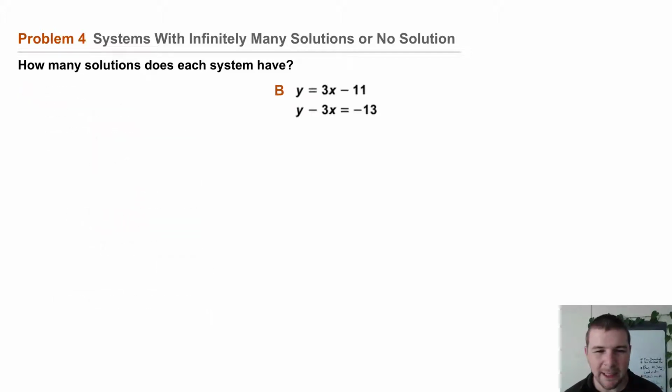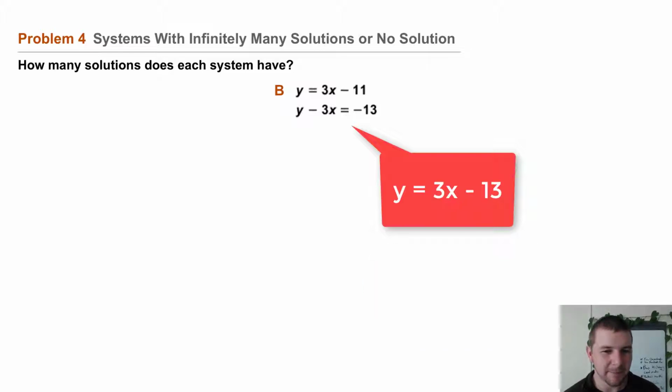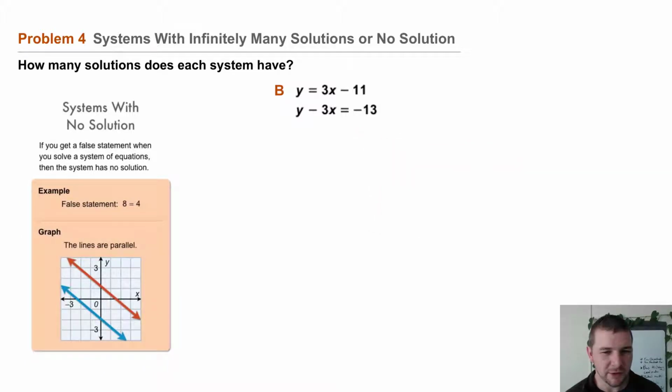Part B, y equals 3x minus 11 and y minus 3x equals negative 13. Something should stand out right away, and that's the coefficients of x here. The top equation is in slope-intercept form, and we can see that the slope is 3. The second equation is nearly in slope-intercept form, and if we were to rearrange it, we would add 3x to each side, and we'd have y equals 3x minus 13. Parallel lines leads to no solution.